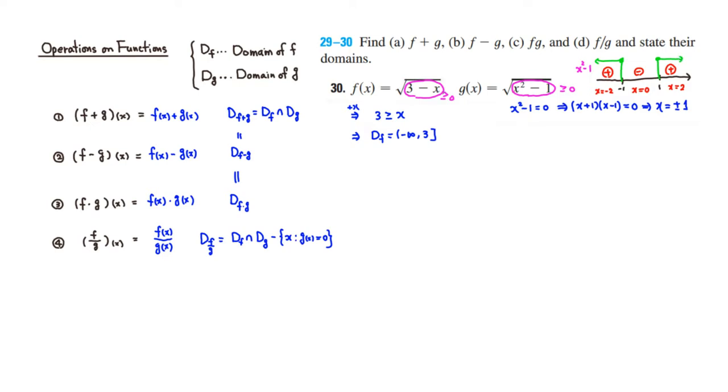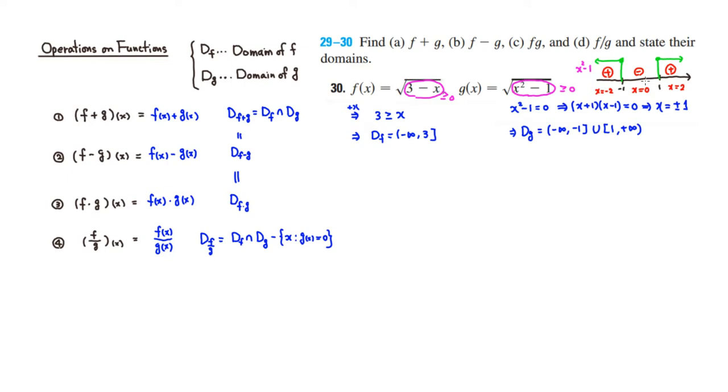Alright, so in interval notation, the domain of G would be negative infinity all the way to negative 1, then also starting from 1 to positive infinity. Alright, so those are the domain of F and the domain of G.